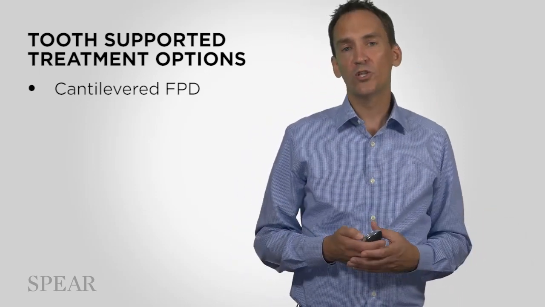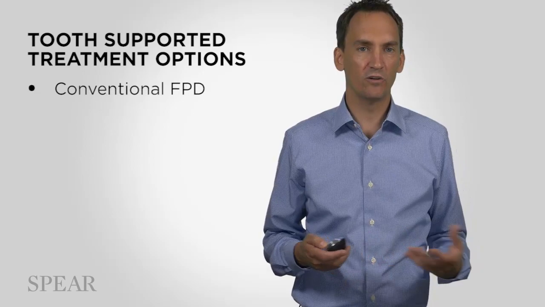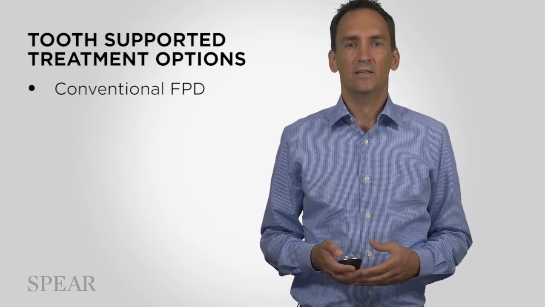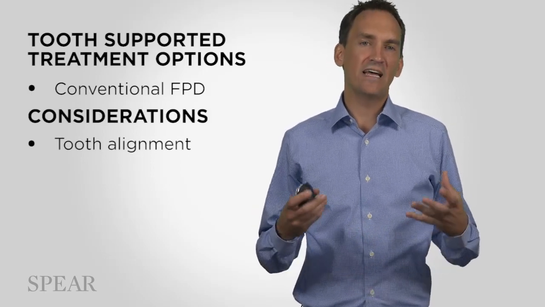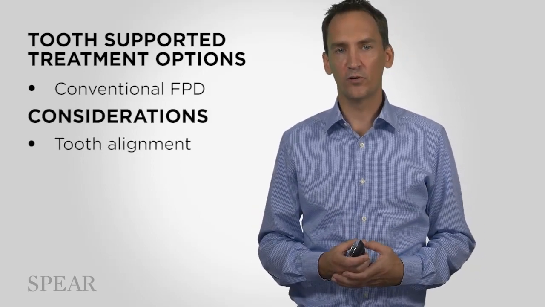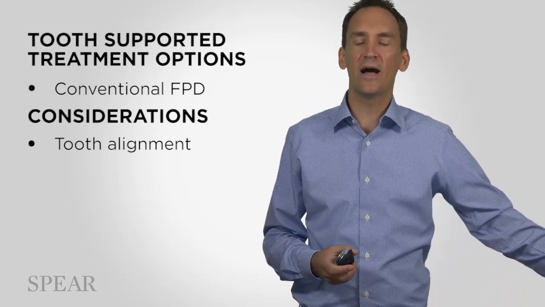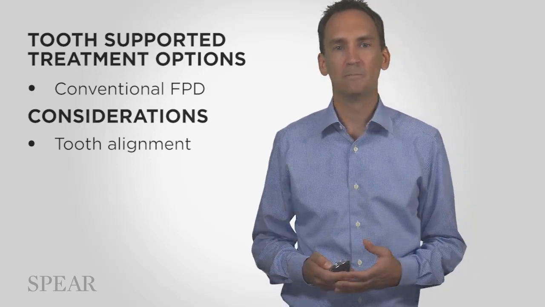There are patients, though, where we might choose to replace that missing tooth with a conventional fixed partial denture, a full coverage bridge on the central and the canine. What's the consideration of doing it? Well, the first thing would be if I needed to restore the teeth with full coverage because of breakdown or caries or old crowns, I would probably be thinking about doing something that's full coverage.